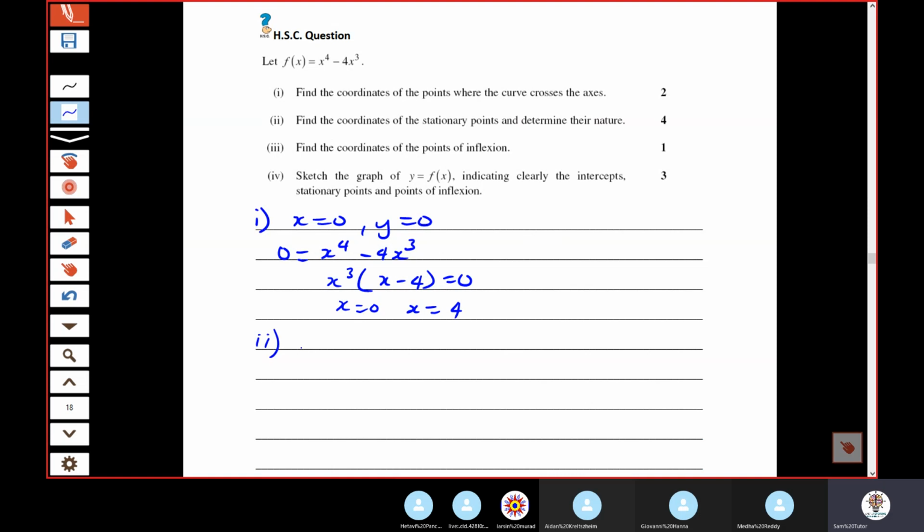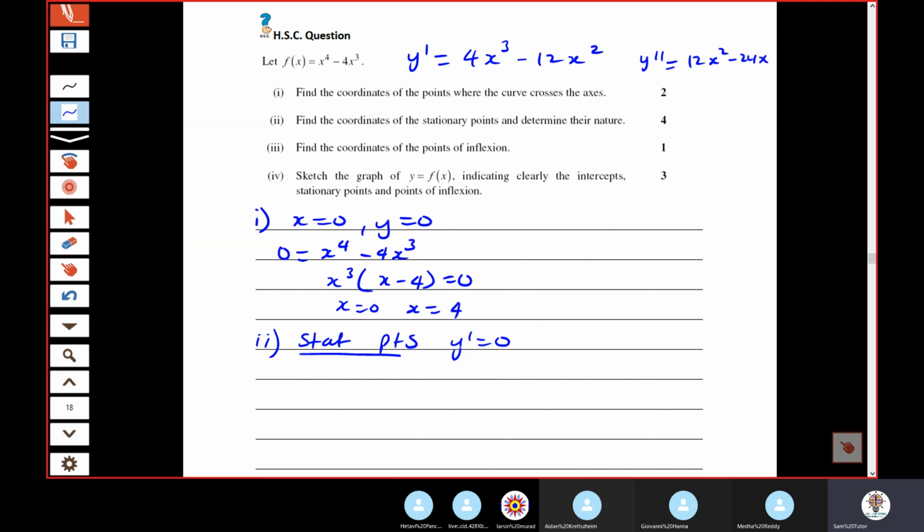Part ii. Stationary points. Y dash equals 0. What does y dash equal to? I did say up here, try to draw y dash and y double dash. I didn't do it, I'm sorry. Y dash is 4x cubed minus 12x squared, it just makes it a little bit easier to read. And then y double dash is 12x squared minus 24x.